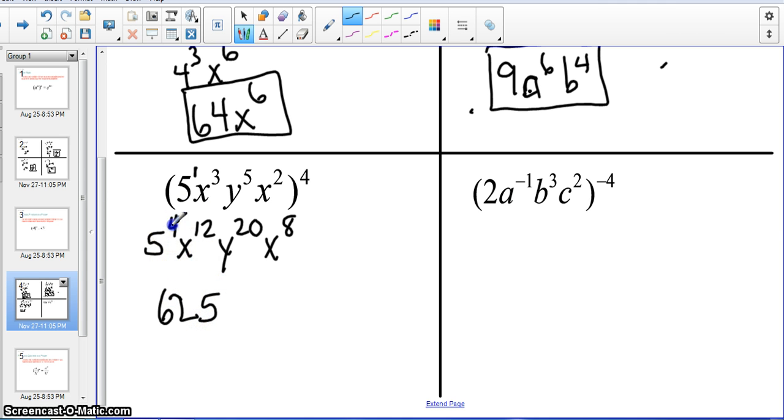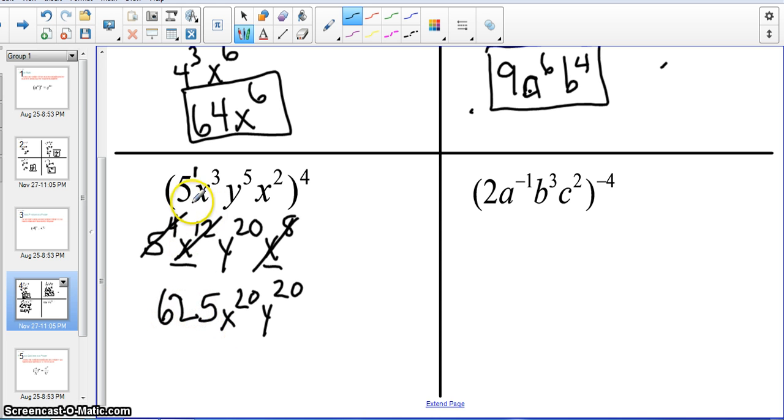Now if you notice, here's an x and there's an x. Remember, we only want an x in one location. So this is a product rule. I have to add my exponents. So 12 plus 8 is 20. Once those x's are gone, I'm left with y. Our exponents are all positive, so we leave them where they're at.